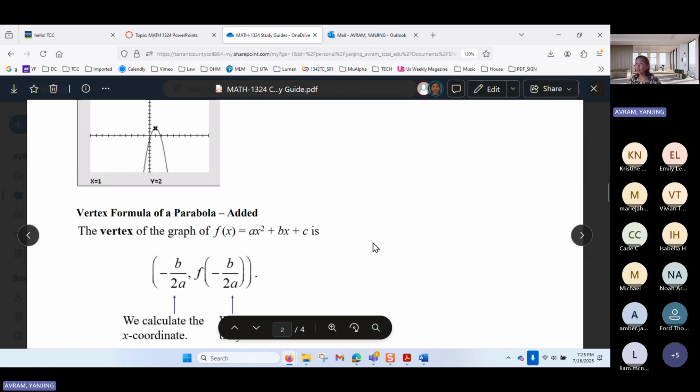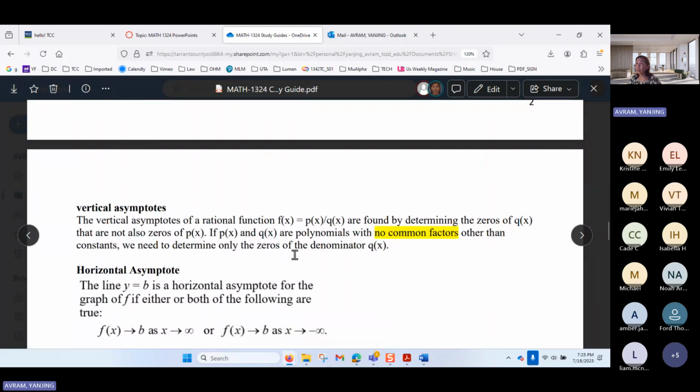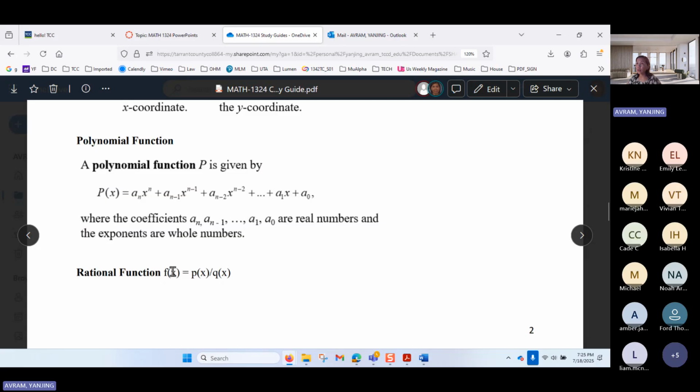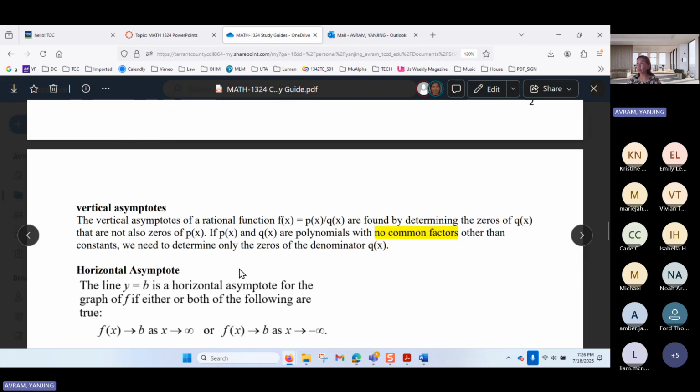All right, so that is this one right here, okay? And then you have a vertical asymptote, horizontal asymptote. This is applied to the rational function, right? So what's the rational function? Rational function is p of x divided by q of x, right? So you have a numerator and denominator, both are polynomial, okay?